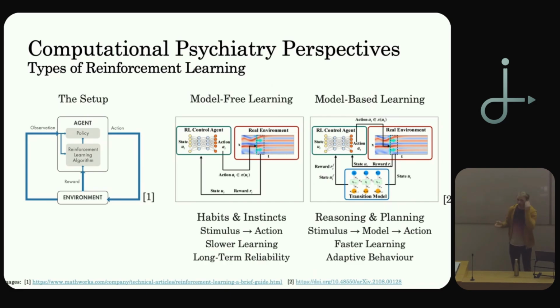And we observe this in nature. It also works artificially as well, but we have different learning systems in our brains because these two types of learning have different advantages and disadvantages in different situations. So the way you really need to think about this is model-free is very habitual. It's about instincts. You take the stimulus, you produce an action. And in model-based learning, you learn how the world works, you reason, you plan. It's very adaptive, and it's a lot quicker.